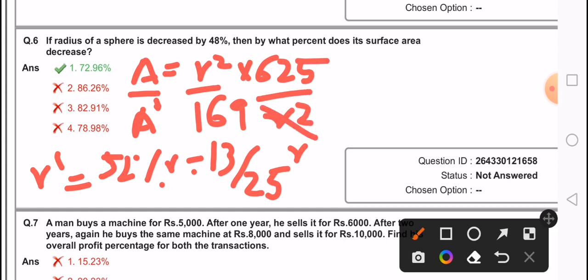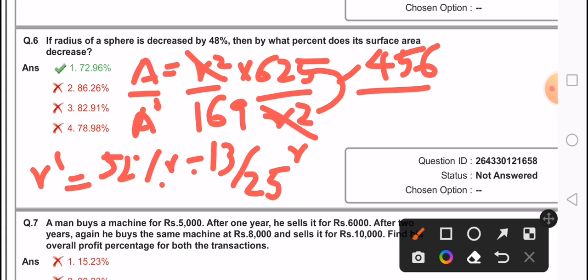Now r square gets cancelled. Now the ratio between the areas would be 625 by 169. So this difference would be 456. Now dividing it by the area gives us the percentage decrease, 456 by 625.